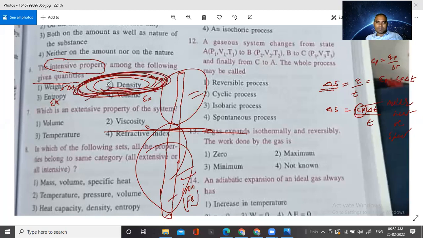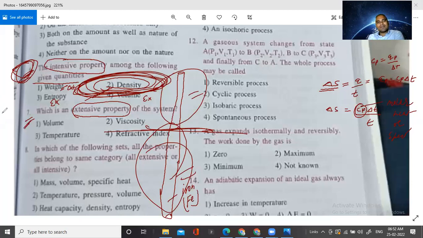Okay, next one, question number 7. Which is an extensive property of the system? Tell me the answer. Volume, viscosity, refractive index, temperature. You can check from this question's answer options. You can study these six questions, so question 7 you can easily answer.